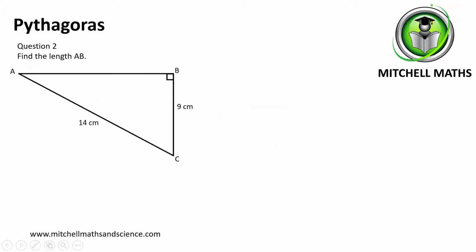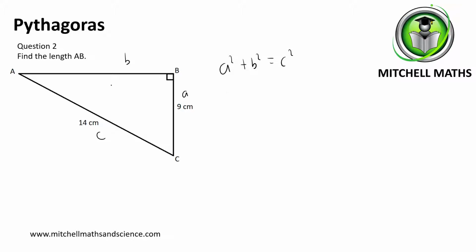Question 2, find the length of AB. First thing we're going to do is label the sides. Well, the side opposite the right angle is going to be labelled C, and then the other sides can be labelled A and B in any order. So I've got A squared plus B squared equals C squared.